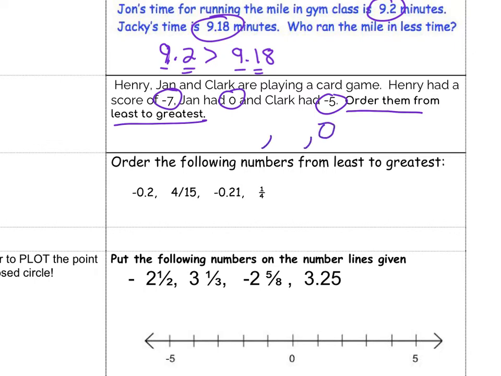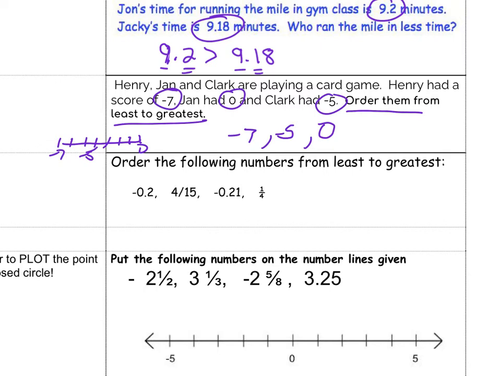And then again, use that number line if you need to. If this was 0, negative 1, negative 2, negative 3, negative 4, negative 5, negative 6, negative 7, the further to the right, the greater the number. So negative 7, negative 5, from least to greatest. So again, think of money. If you owed $7, you would owe more than if you owed $5. Or negative 7 degrees is less than negative 5 degrees.